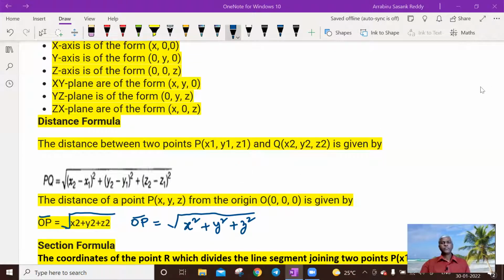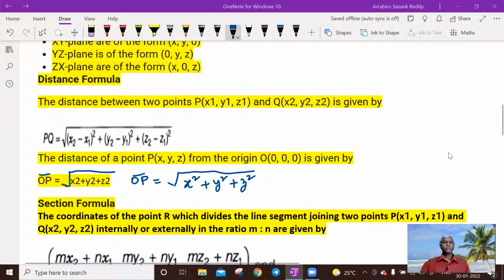Now let us look at some important formulae. The distance between 2 points in the 3-dimensional coordinate system, where the first point is P (x1, y1, z1), and the second point is Q (x2, y2, z2).